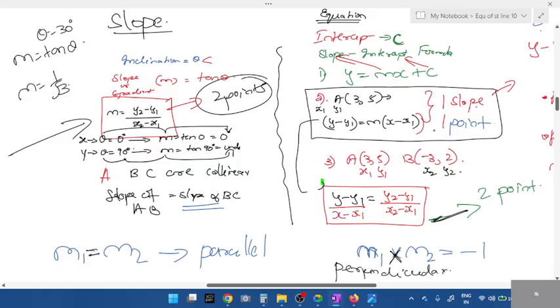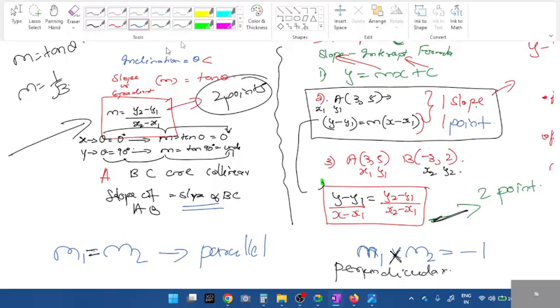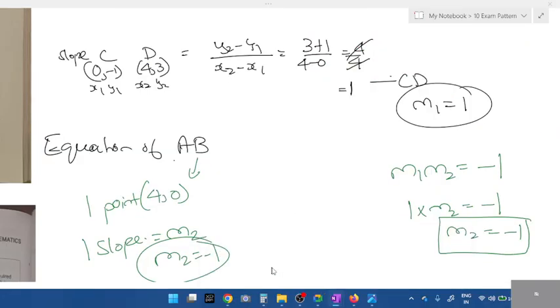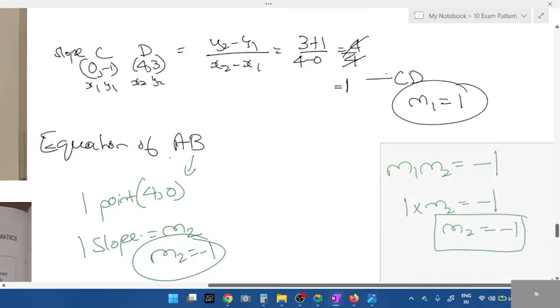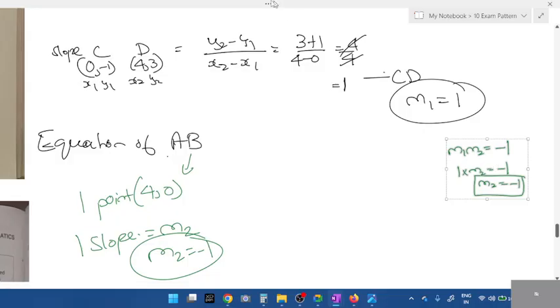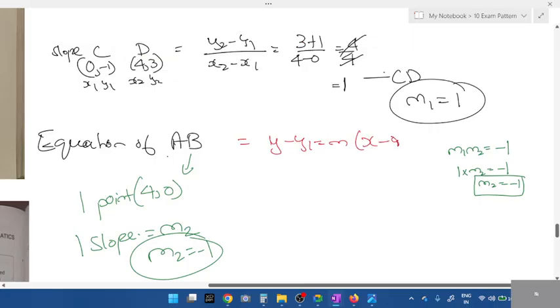So one slope and 1 point. This is the formula we're going to use. Look at the second formula. Y minus y1 is equal to m into x minus x1. 1 point and 1 slope formula. This one. y minus y1 is equal to m into x minus x1. So equation of AB is y minus y1 is equal to m into x minus x1.